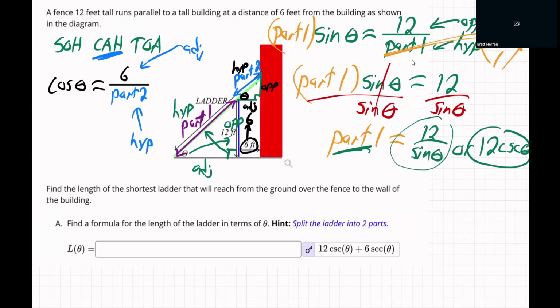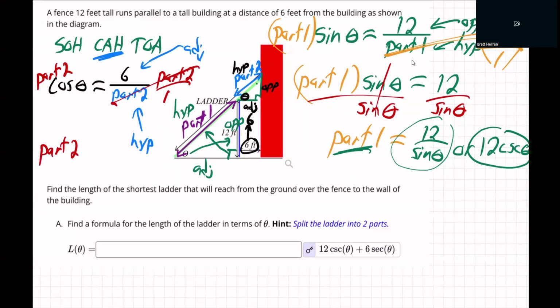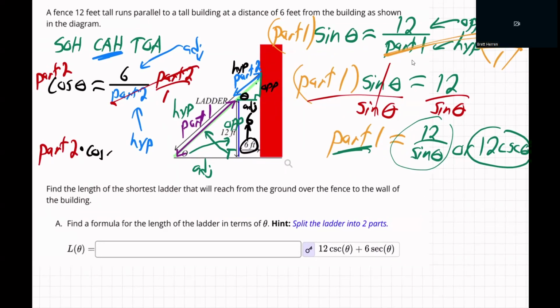How do you solve for part 2? You multiply both sides, just like we did before, by part 2 over 1. Part 2 cancels out on the left. Bring it down here. We get part 2 times the cosine of theta equals 6. Last step to finish solving for part 2: divide both sides by cosine of theta. Boom. So part 2 is 6 over the cosine of theta, or 6 secant. If you remember from trig, either one. 1 over the cosine is secant.